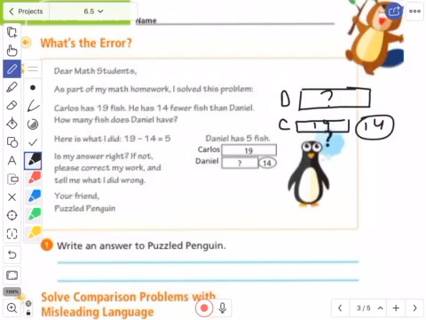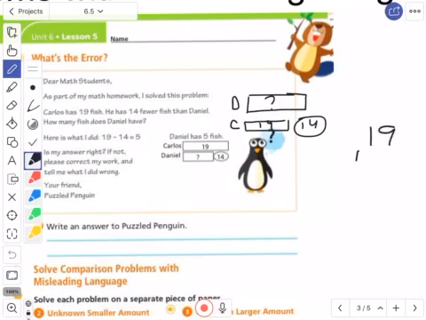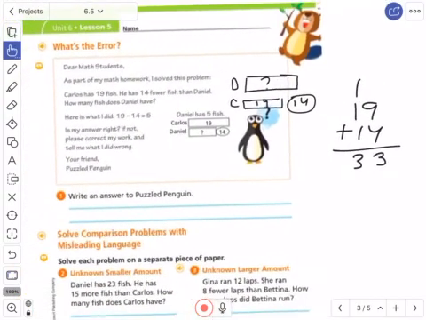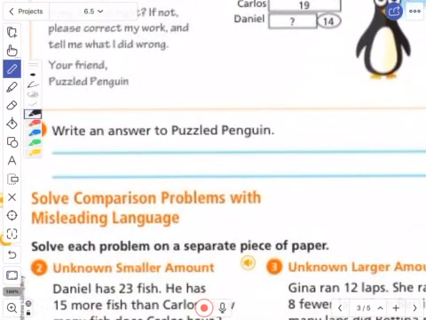So that's why I would want to do 19 plus 14. 9 plus 4 is 13. 3, carry the 1. 1 plus 1 is 3. So David has 33 fish. Because Carlos has less. But in the answer, what did he do wrong?